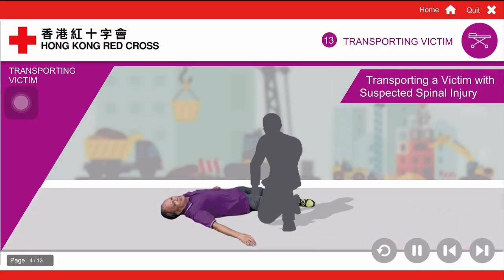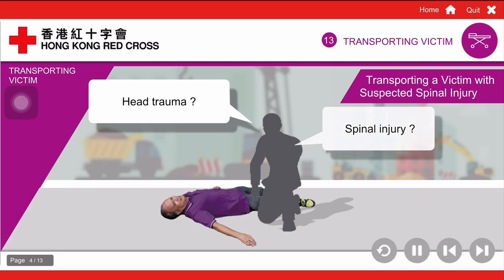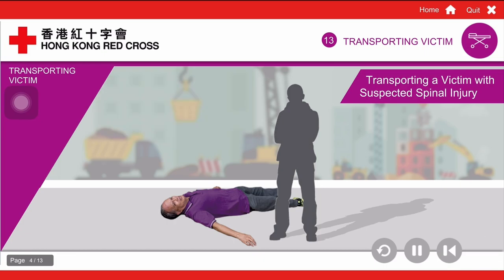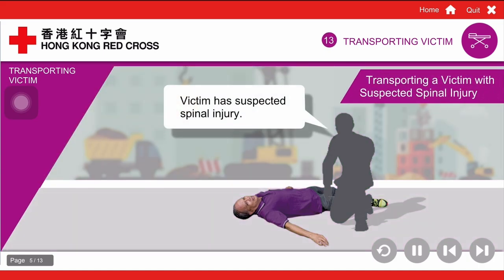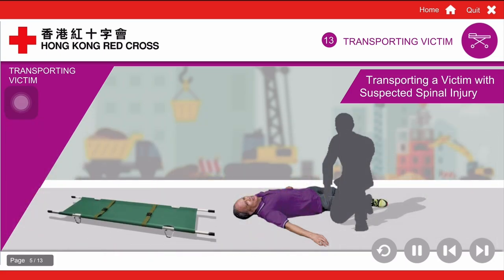Before moving the victim, especially a victim with head trauma, you should consider the possibility of spinal injury. Only trained ambulance personnel or health professionals should engage in transporting these victims. If the victim has a suspected spinal injury, manual lifts should not be used. Special equipment such as a scoop stretcher and spinal board is required to assist victim transfer in this case. If there's only a folding stretcher on site, a wooden board should be put on top of it for stabilization.